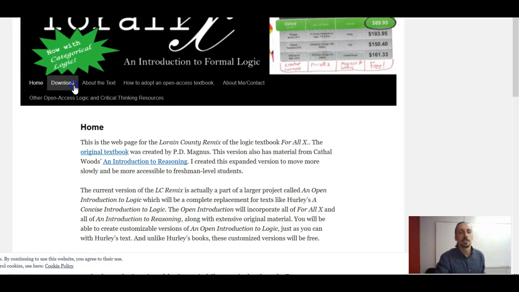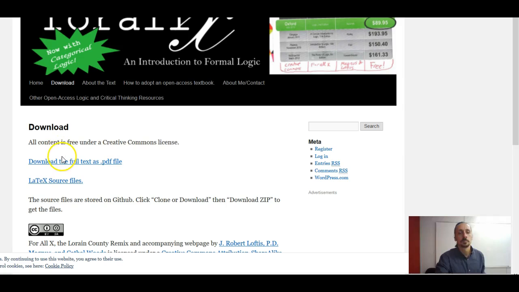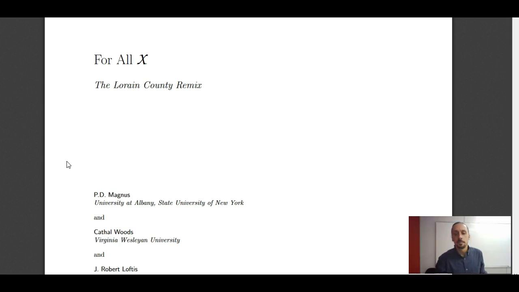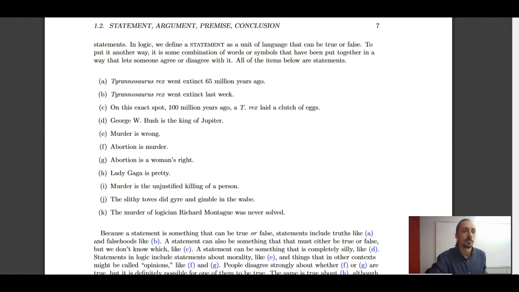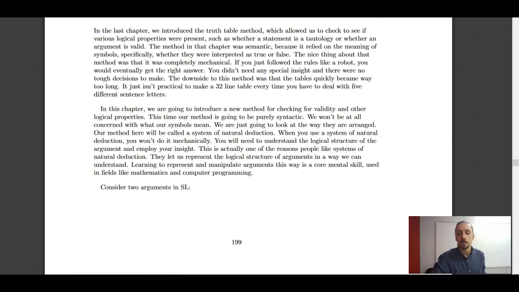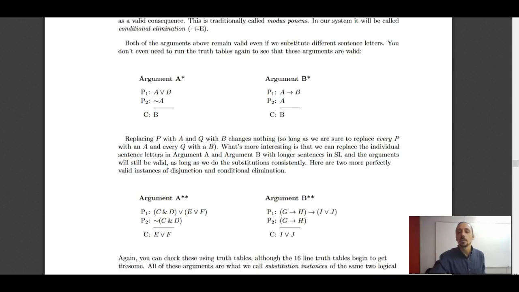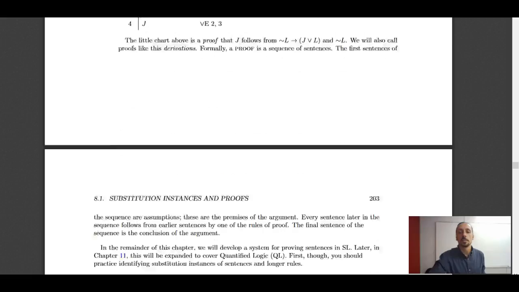There we go. Let's download the text. Full text as a PDF. See, isn't this great? Let's go all the way to chapter 8. Wonderful textbook. Right, substitution instances and proofs, 8.1. So go have a look at exercises for this chapter here.